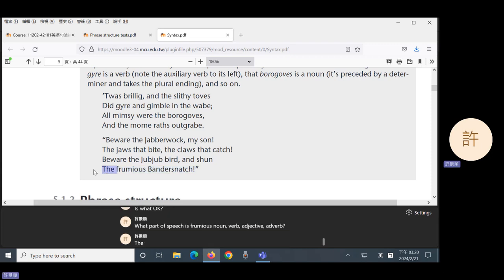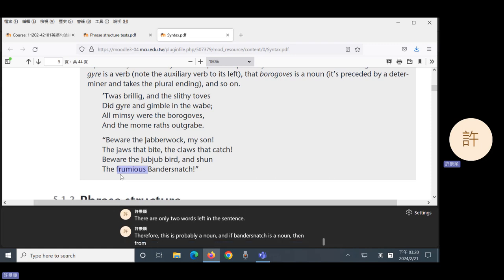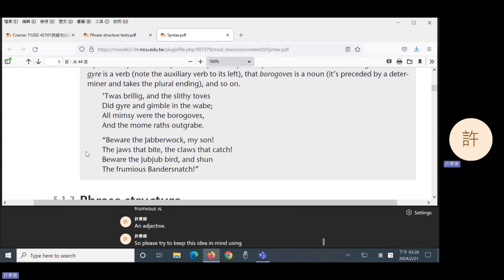The can only come before a noun or an adjective. There are only two words left in the sentence, therefore this is probably a noun. And if bandersnatch is a noun, then frumious is an adjective. So please try to keep this idea in mind: using sentence structure to help you understand the grammar of a sentence, and using the grammar of a sentence to help you understand the meaning.